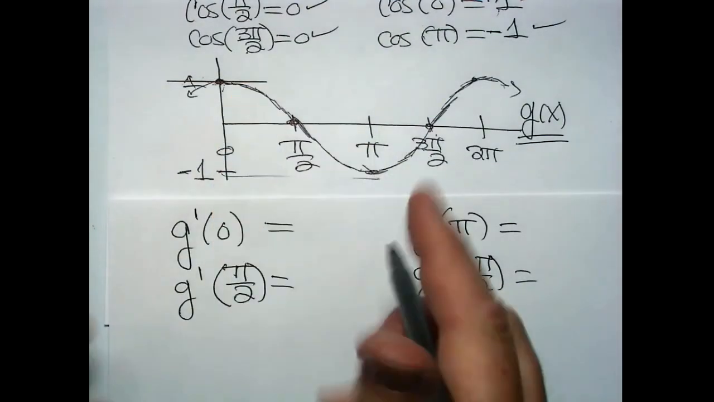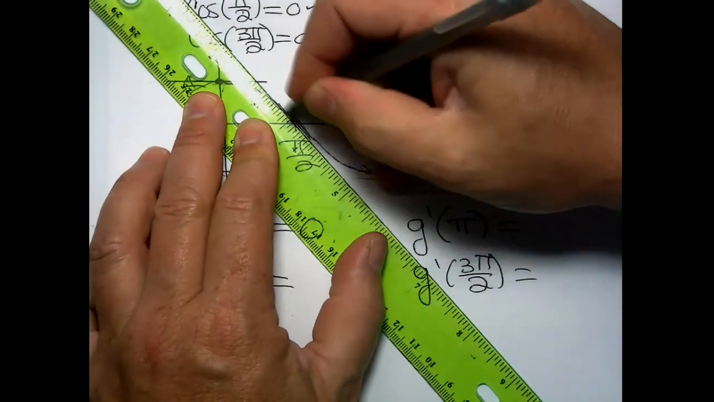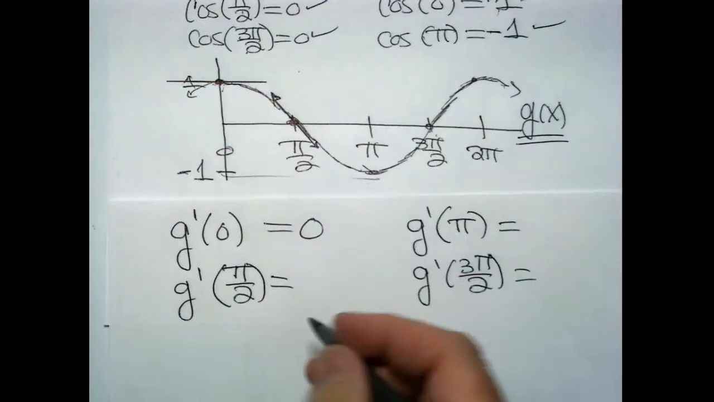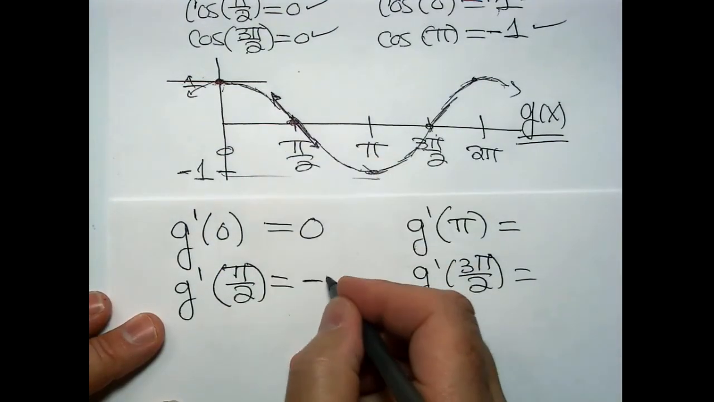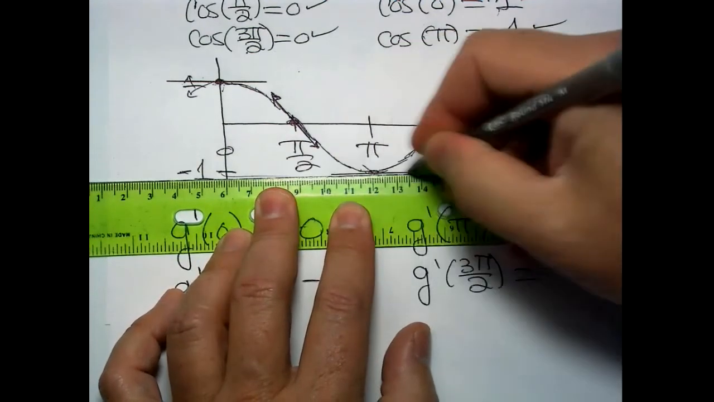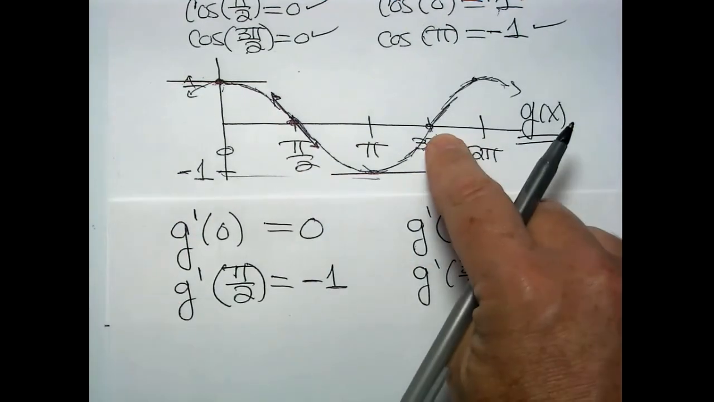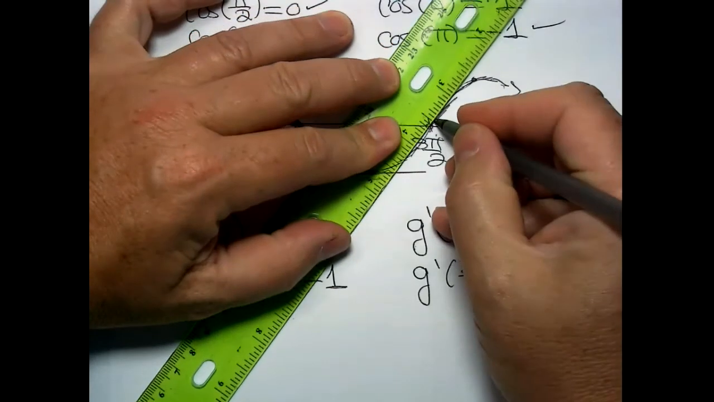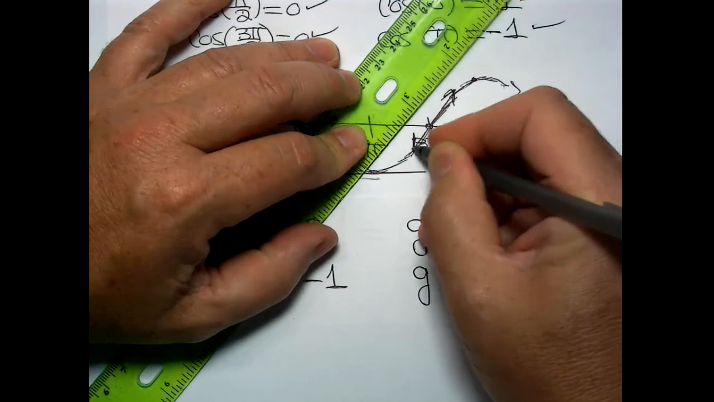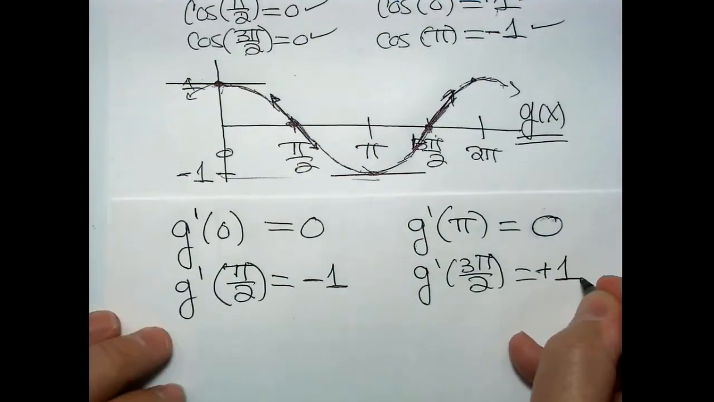G prime of 0 is 0. Slope of that line is 0. What about pi over 2? Let's look at this line right here. That looks like a negative slope. It ends up, it's going to be a negative 1 slope. And what about pi? Derivative at pi is 0. And how about finally 3 pi over 2? That looks like a positive slope to me, and it ends up being positive 1.